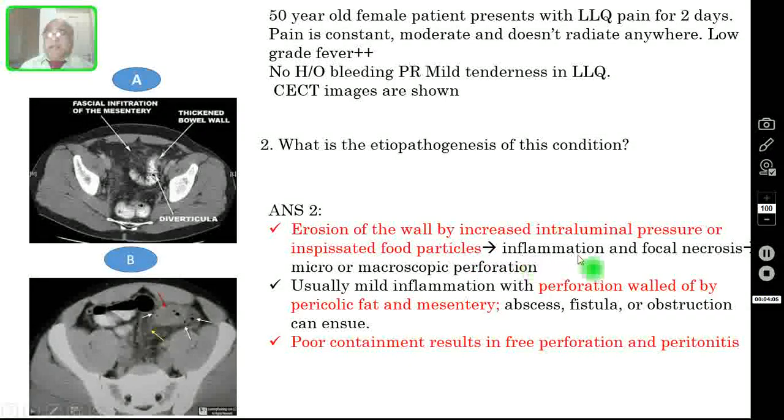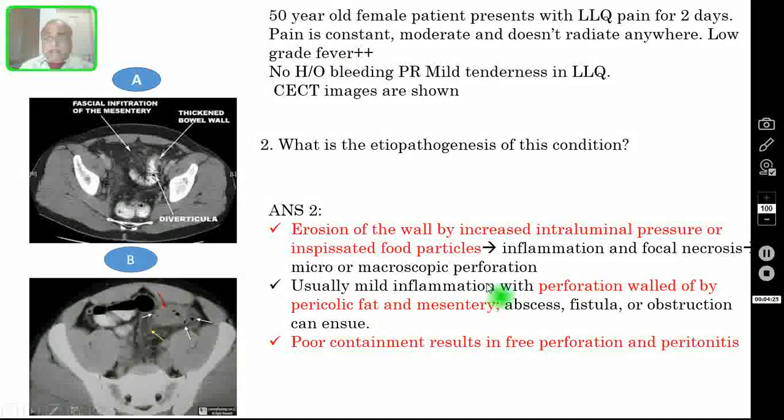Then the diverticulum may undergo inflammation and focal necrosis because of some infection from the fecoliths, and eventually that will end up in either a micro or macroscopic perforation.